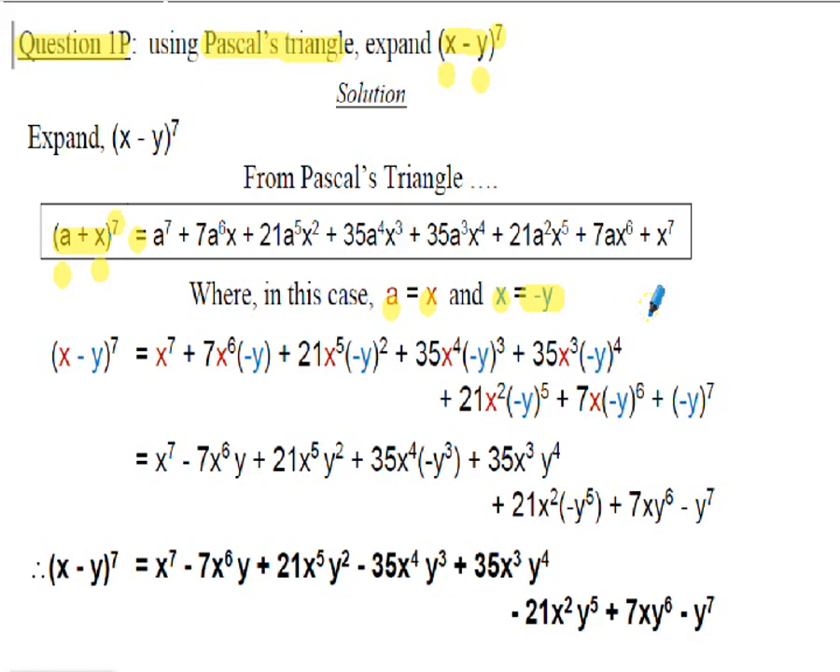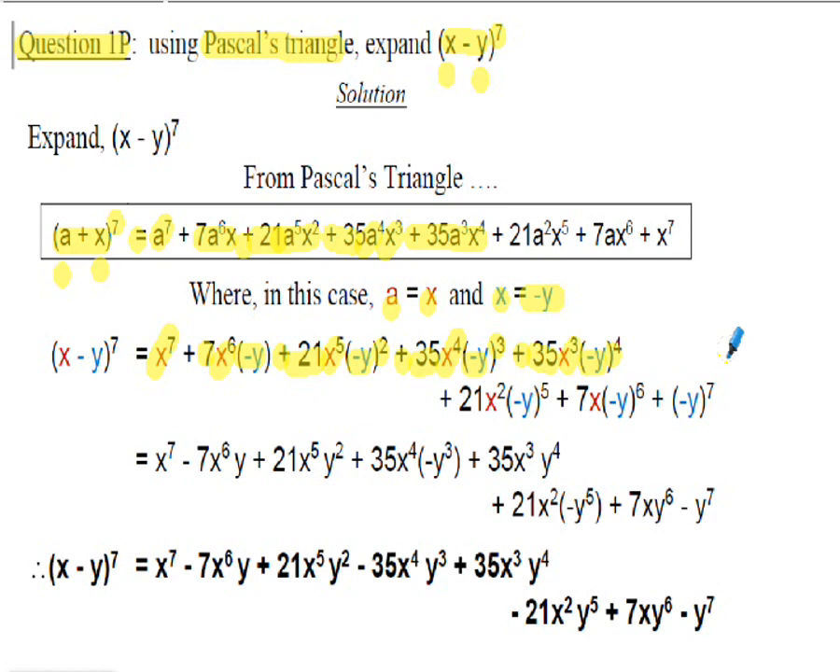So we now need to put the value of a and x into the above expansion. So on the left hand side, instead of having a to the 7, I will have x to the 7 plus 7a to the 6 times x, that will be 7x to the 6 times negative y. Plus 21a to the 5 x squared will be plus 21x to the 5 times (minus y) squared. Then plus 35a to the 4 x to the 3 becomes plus 35x to the 4 times (minus y) to the power of 3. And then plus 35a cubed x to the 4 is plus 35x cubed, and the (minus y) to the power of 4.